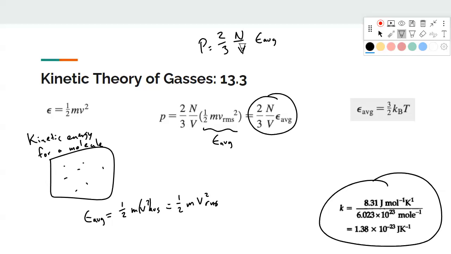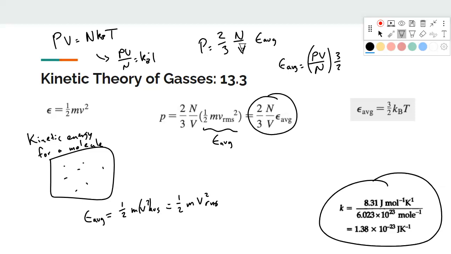And so if we remember that this is a gas, then we also have the ideal gas law. It's simultaneously true. You know, the ideal gas law, it's always hiding there in the background in all of these problems. And so what we can do is we can rearrange this so that we get E average is PV over N times 3/2. But PV over N from the ideal gas law is just k_B T.